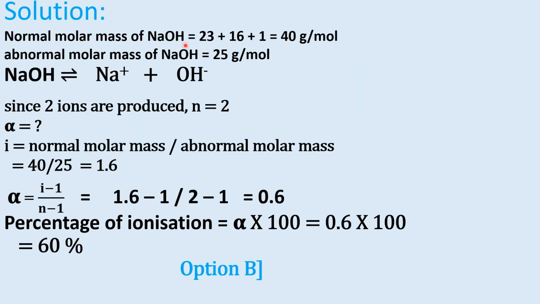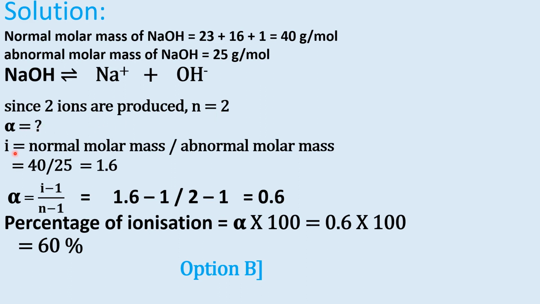Normal molar mass of NaOH: 23 plus 16 plus 1 is equal to 40 gram per mole. Abnormal molar mass of NaOH is given as 25 gram per mole. NaOH dissociates to give Na plus and OH minus. 2 ions are produced. Since 2 ions are produced, value of n is 2. First we will find out alpha.